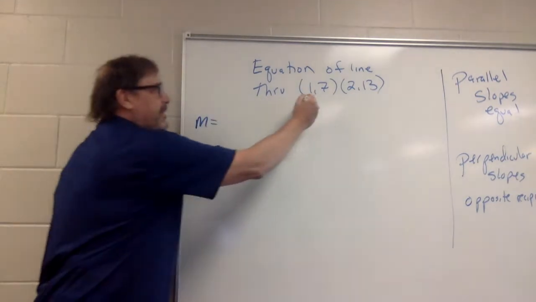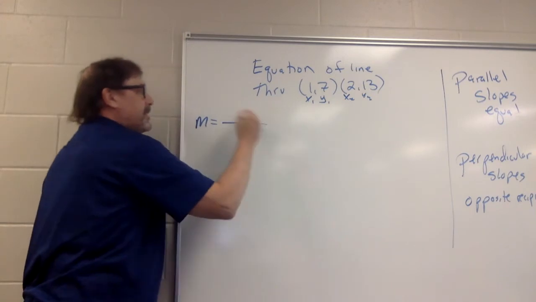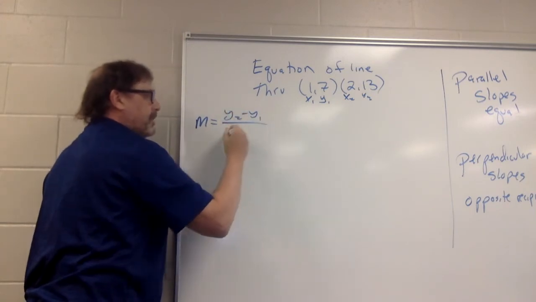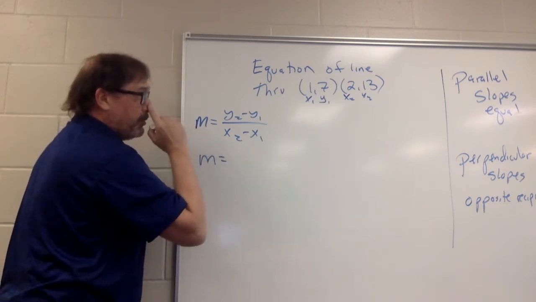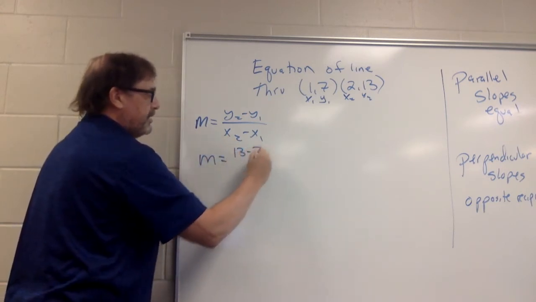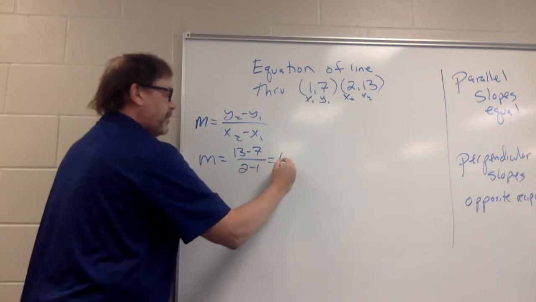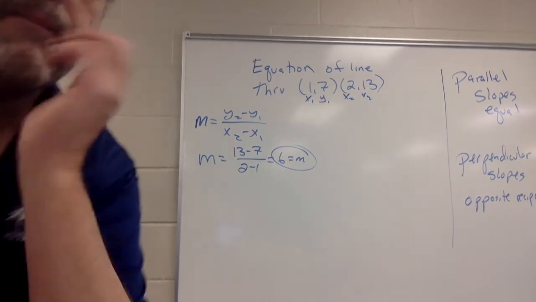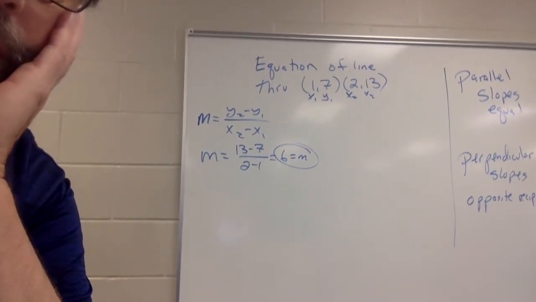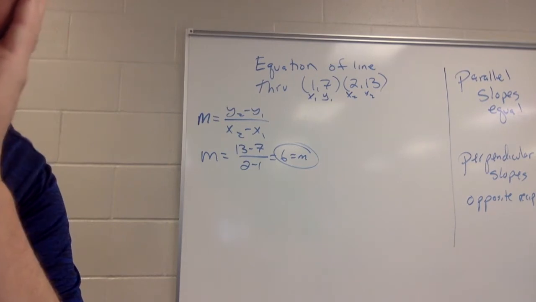Slope equals... There's the first x, there's the first y. There's the second x, there's the second y. The formula is y2 minus y1 over x2 minus x1. Slope equals 13 minus 7 over 2 minus 1, which is a slope of 6. Now this is so cool. You can pick either point and you're going to get the same answer.